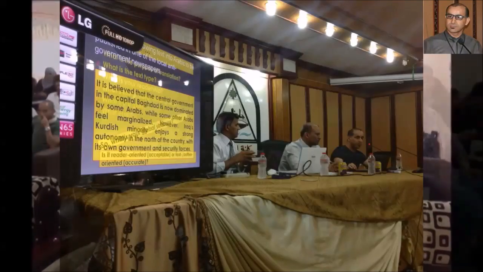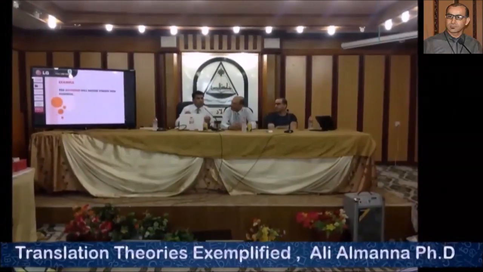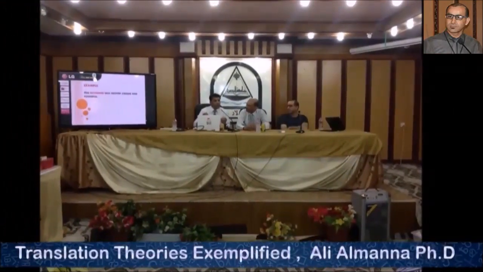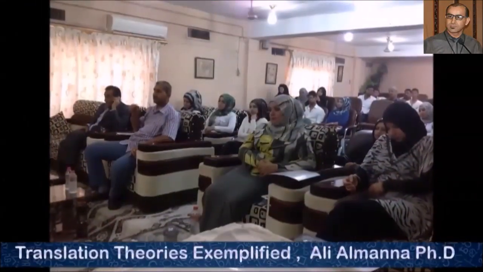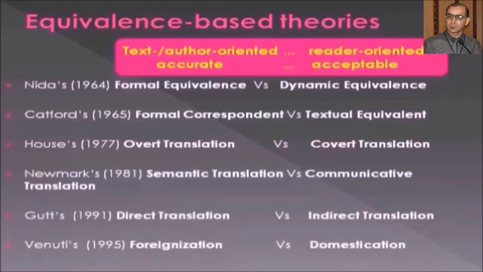For example, Nida classifies translation into two main types, formal equivalence and dynamic equivalence. A year later, Catford also classified translation into two types, formal correspondence and textual equivalence. House: overt translation, covert translation. Newmark: semantic translation, communicative translation. And Gutt 1991: direct translation, indirect translation. And in 1995, Venuti classified translation into two main types, foreignization or domestication.